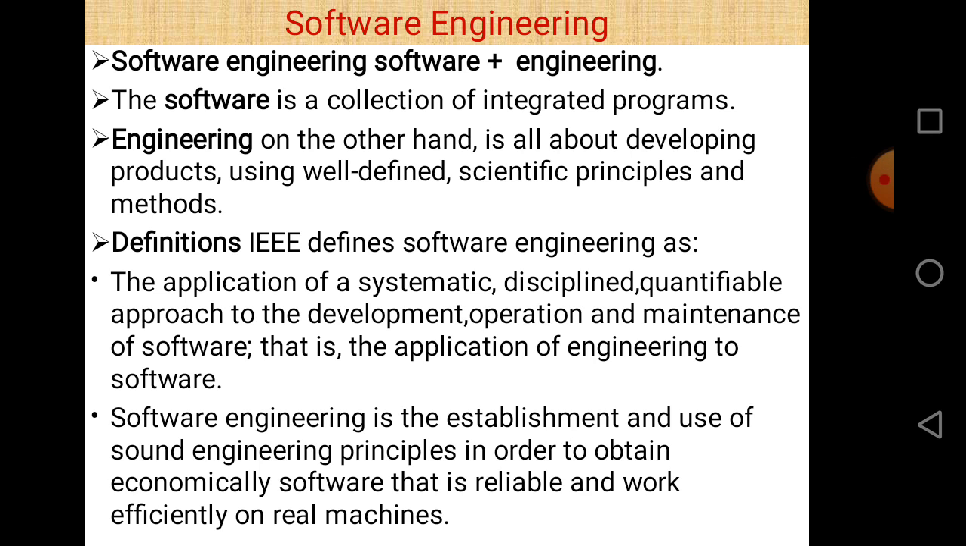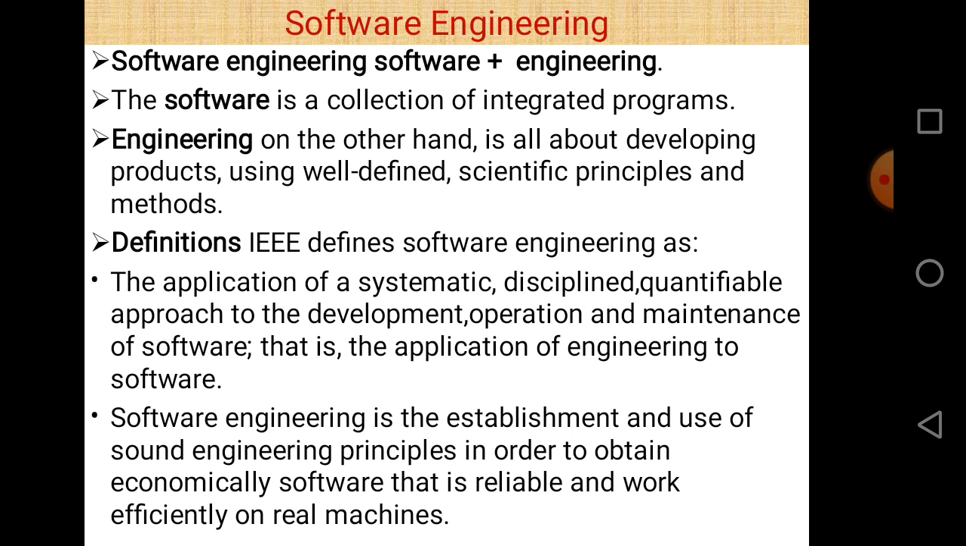Actually, software engineering is a combination of two words, software and engineering. The word software means a collection of integrated programs. A program is itself a collection of different instructions, and software is a collection of different programs, or we can say a collection of integrated programs. And engineering, on the other hand, is all about developing a product using well-defined and scientific principles and methods. So if we develop different products using well-defined scientific principles and methods, it is called engineering.